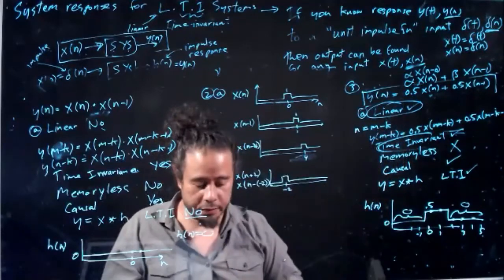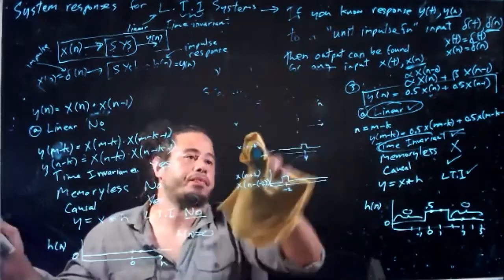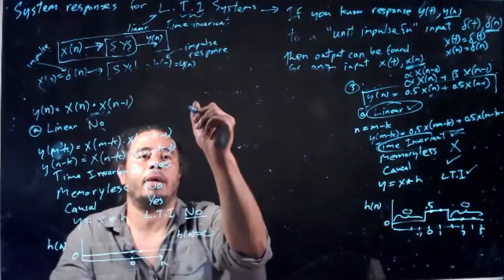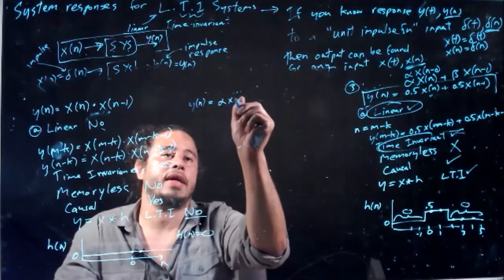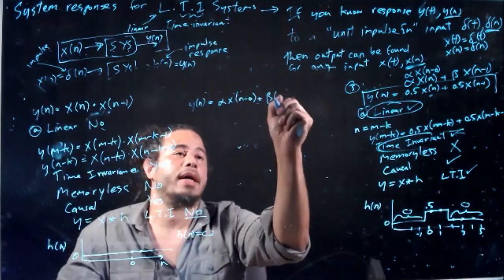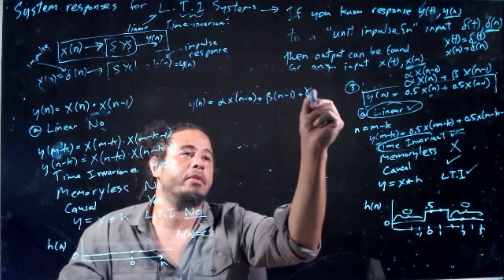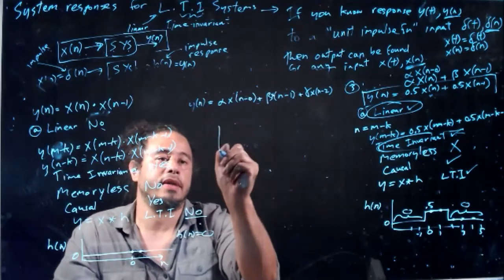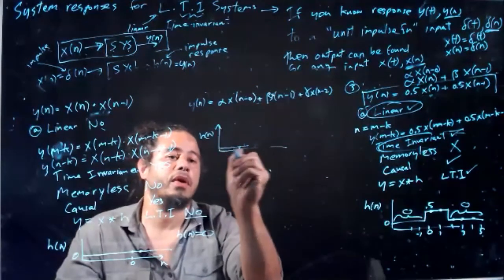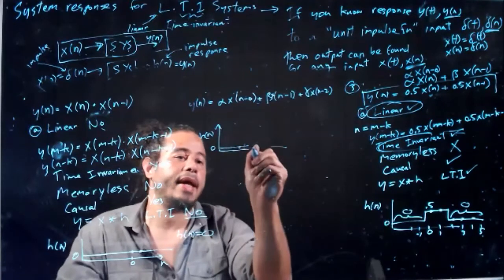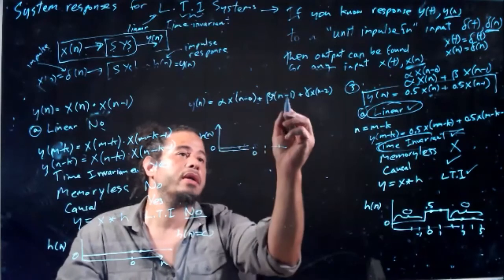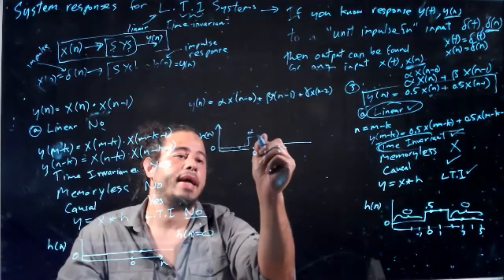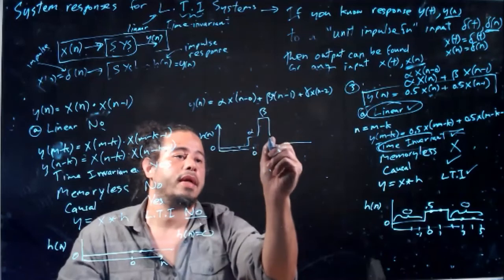I'm just going to write it out in more generality here. If I have y of n as a linear combination of x of n at different time lags, I write this in general as y of n is equal to alpha times x of n minus 0 plus beta times x of n minus 1 plus gamma times x of n minus 2. Then the impulse response h of n would be 0 at all times before t equals 0, and then at time t equals 0, t equals 1, and t equals 2, it will have non-zero values. And those values will be alpha, beta, and gamma.